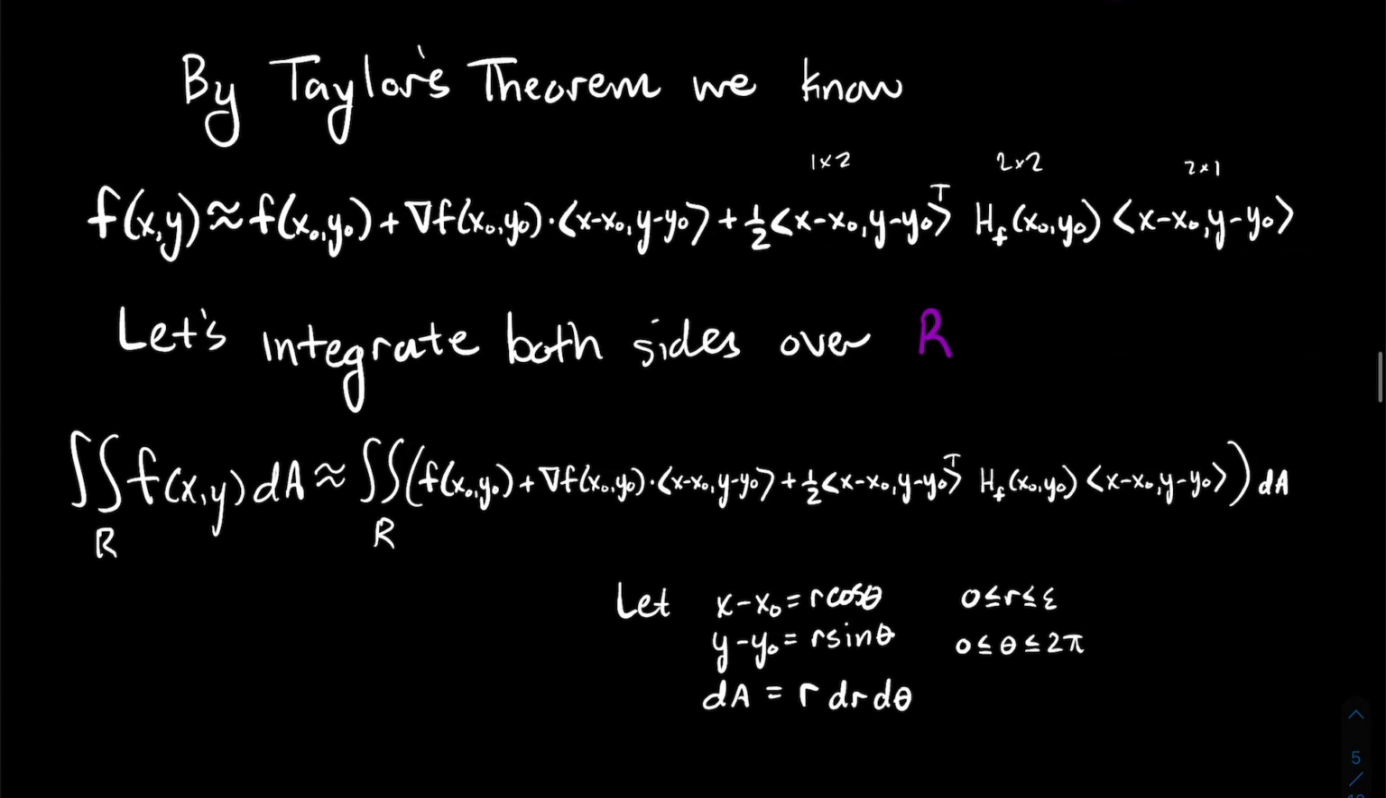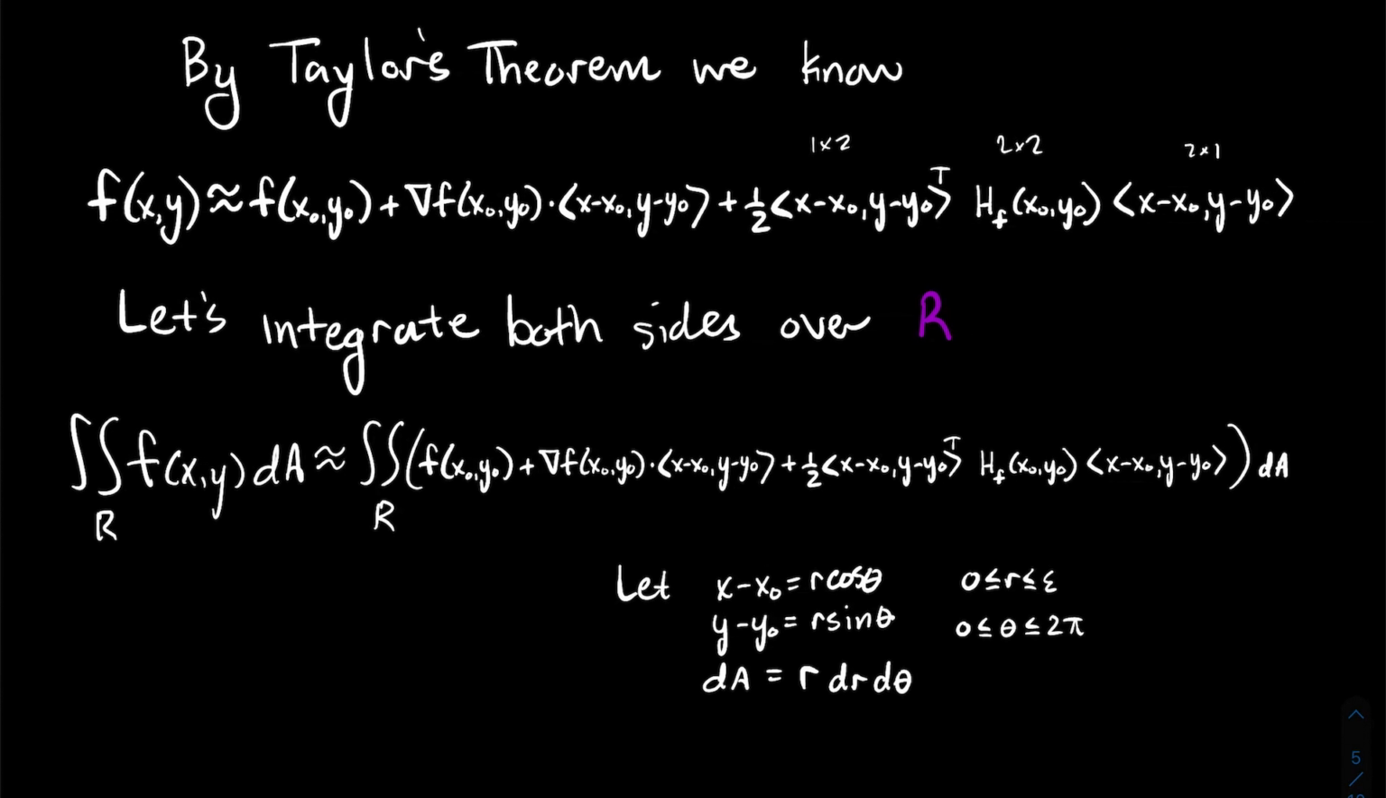In order to do that, we're going to do an integral over a disk, so maybe polar coordinates make sense to use. Let's do this little change of variables where I let x minus x0 be r cosine of theta, and y minus y0 be r sine of theta. Remember, dA changes to r dr d theta. And now my radius goes from 0 to epsilon, and theta should go from 0 to 2 pi.